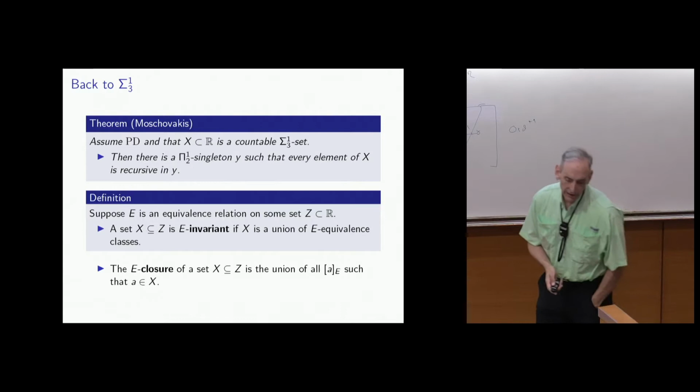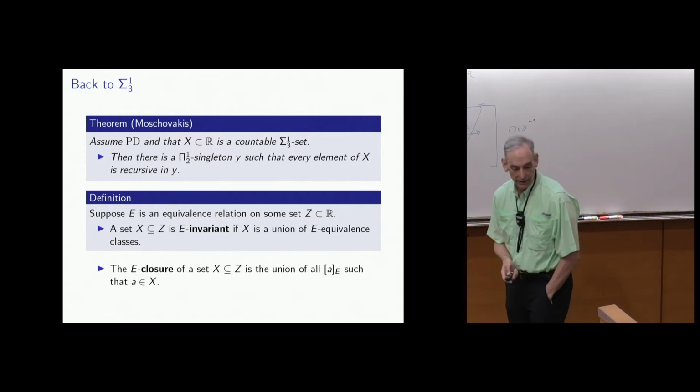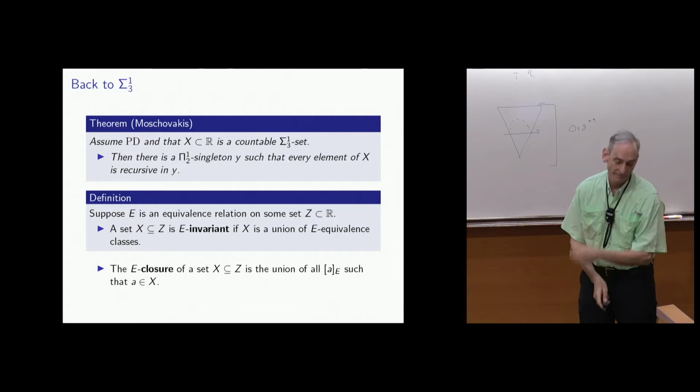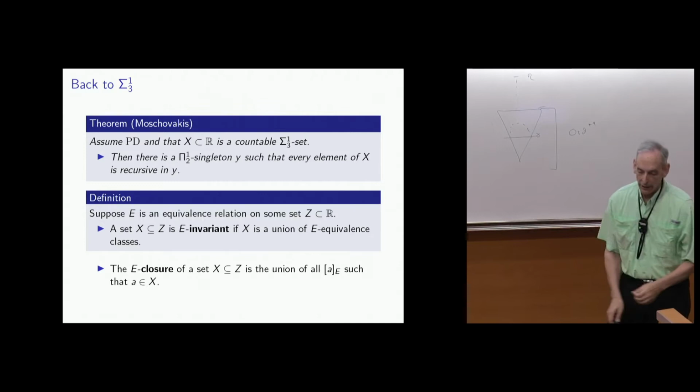Suppose E is an equivalence relation on some set Z. Then a subset X of Z is E invariant if X is simply a union of E equivalence classes. The E closure of a subset A of Z, that's where the equivalence relation lives, is the union of all the equivalence classes of elements of A. Natural notion.